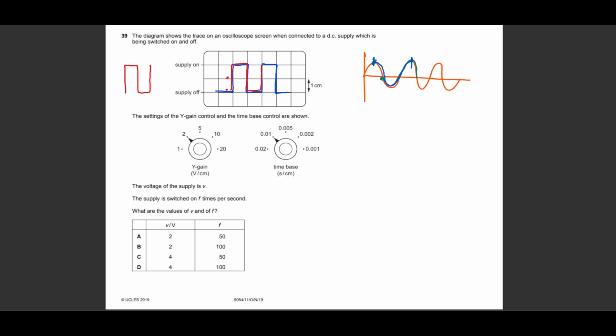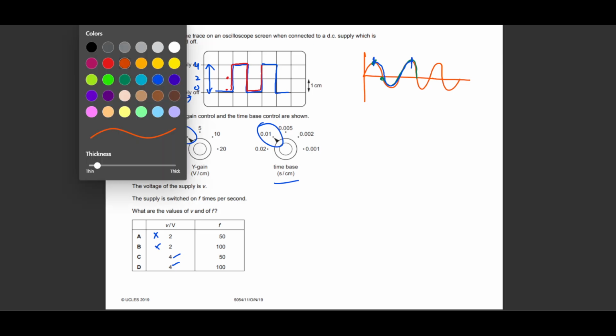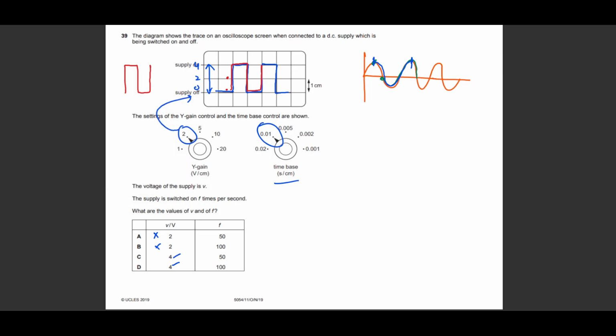Okay, so it tells me that the settings of the CRO are given as below. So the Y gain is set at 2 and the time base is set at 0.01 seconds, right? So first I figured out that along the y-axis I have covered two boxes. One box is worth 2 volts, so this will be 0, 2 and 4. So the voltage I'm supposed to select is 4 and 4, right? Option A and B will be cancelled since they represent the first value incorrectly.